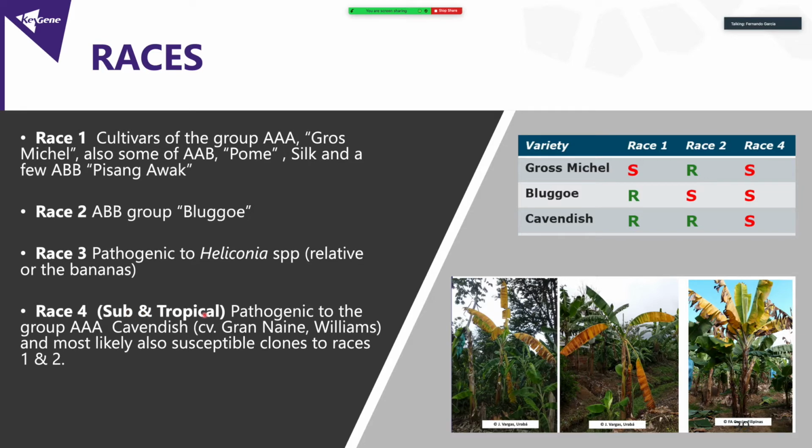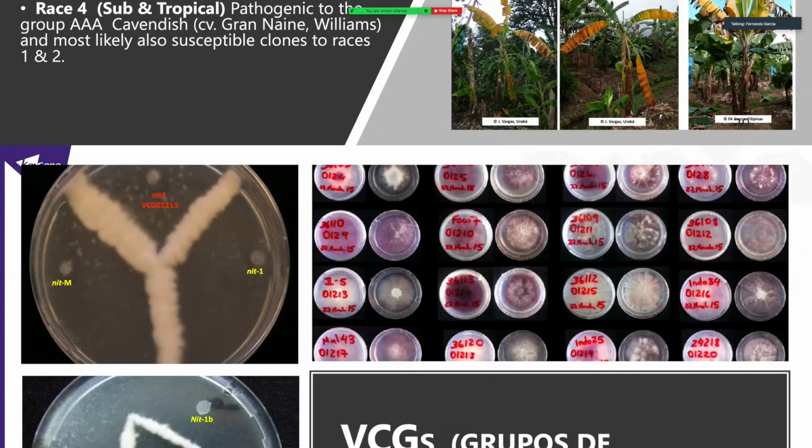Subtropical race 4 can cause disease on Cavendish, but only when the Cavendish bananas are predisposed by abiotic stress, like winter, inundations, these kinds of abiotic conditions. While the tropical race 4 is able to infect banana no matter where. So it just makes it sick.